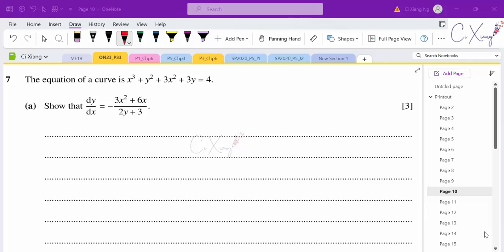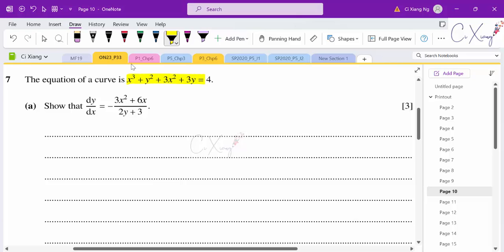So we are now at question number 7. We are given an equation of the curve written like this, and very obviously you can see that y and x cannot be separated clearly, where you cannot express y in terms of x. So this is an implicit function. Then they want us to show that dy dx equals this fraction.